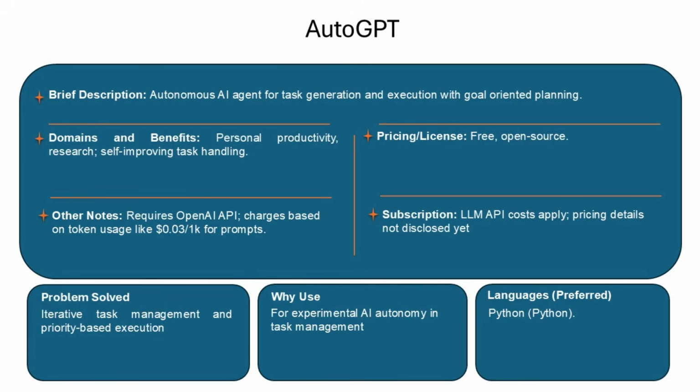AutoGPT: an autonomous AI agent for task generation and execution with goal-oriented planning. The domains that benefit are personal productivity and research, for self-motivating task handling. The price and license: it is free and open source. LLM API costs apply. Pricing details are not disclosed here. Why use it? For experimental AI autonomy in task management, and the problem solved is mostly iterative task management and priority-based execution. The preferred language is Python, it requires the OpenAI API, and charges are based on token usage, like $0.03 per 1k for prompts.